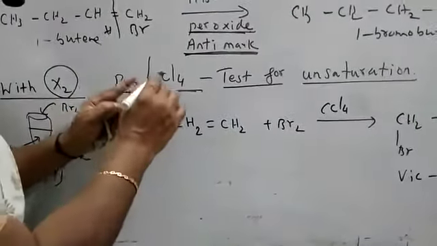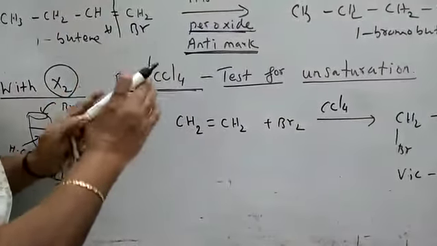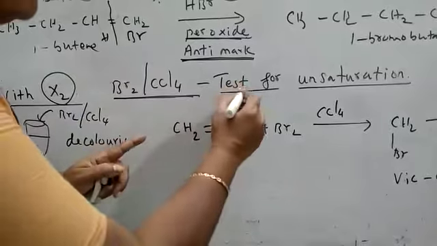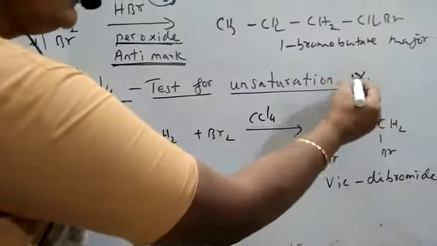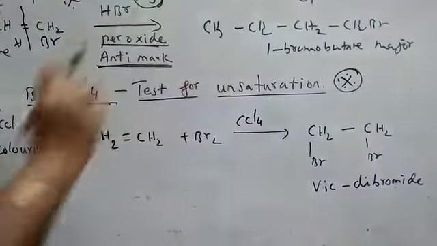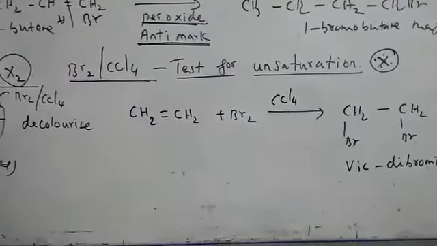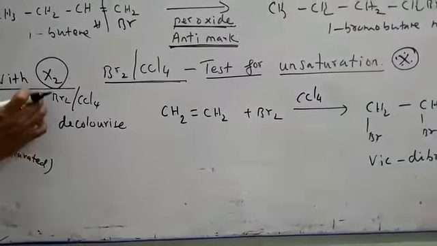Bromine dissolved in carbon tetrachloride as the solvent, that is the reagent taken. Again, one more text is given. This heading is created by me. It is the test for unsaturation. This knowledge is very important. What is the meaning of test for unsaturation?